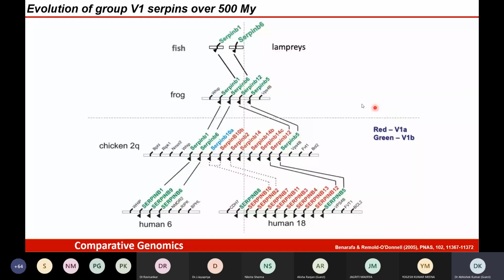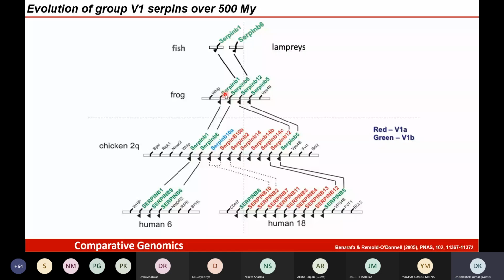And today, another point I'm going to cover is that V1 serpin. So you see that fishes have one copy of this, and this is duplicating. So we'll go and see this expansion in the database also. And yeah, so we're coming back to HSP47.